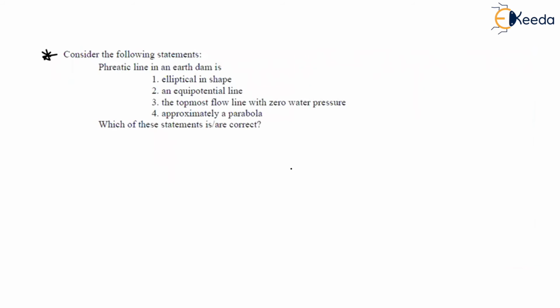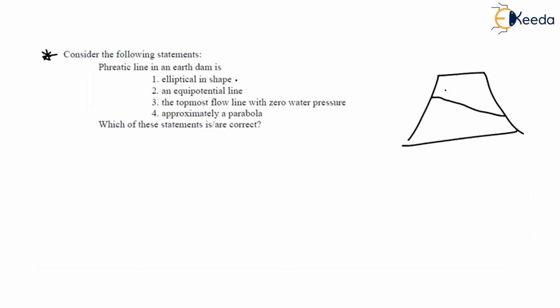So it is like a theoretical question, right? Now, what options are given? So out of these four statements, we have to pick up the correct option. Now, I'll read the statements. So, what is a phreatic line? Suppose if I am taking any earth dam, so it will be like a phreatic line.